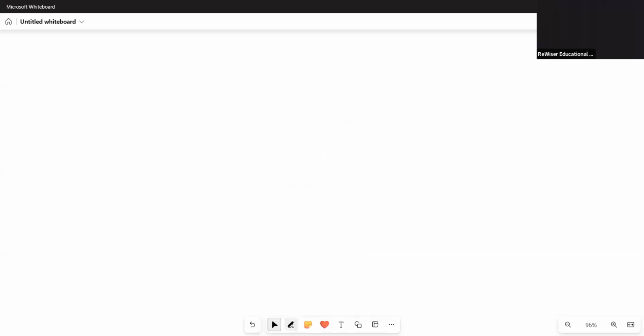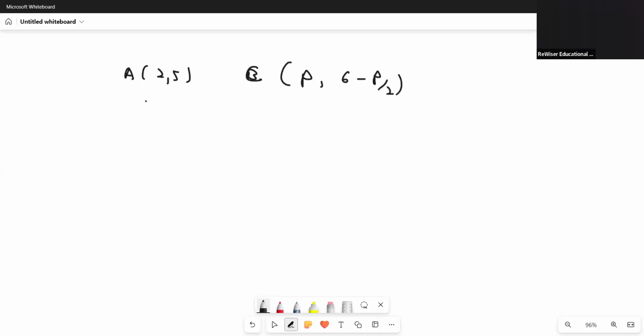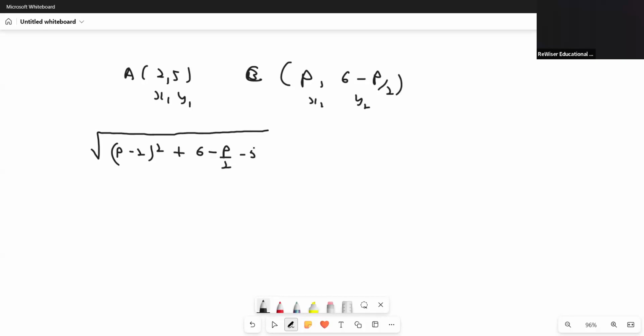So see here. The point A is 2 comma 5, and point C rather is P, and that's 6 minus P by 2. Suppose this is x1, y1, and that's your x2, y2. So if I'm putting it into the distance formula, that's x2 minus x1 whole square, so that's P minus 2 whole square, and that's y2 minus y1 whole square, so that's 6 minus P by 2 minus 5 whole square. And that must be equal to 5. Any doubts so far, Valencia?